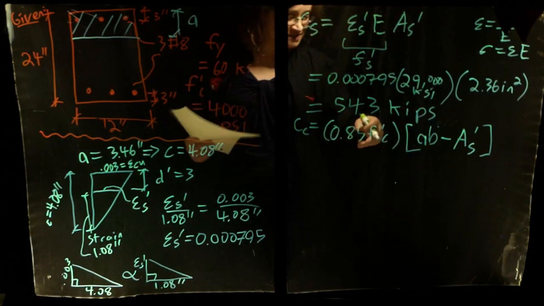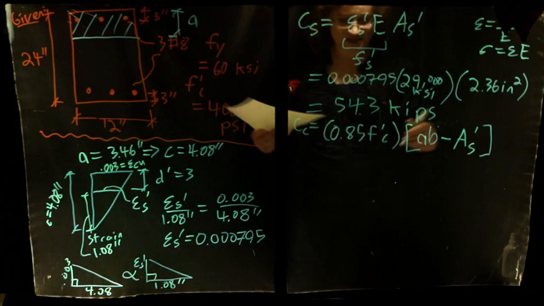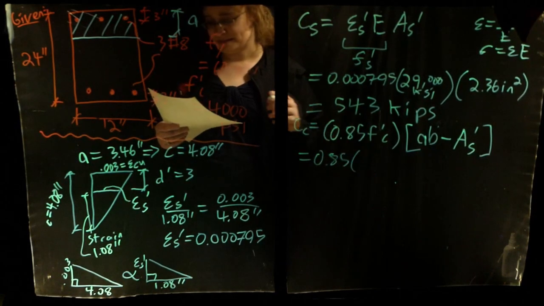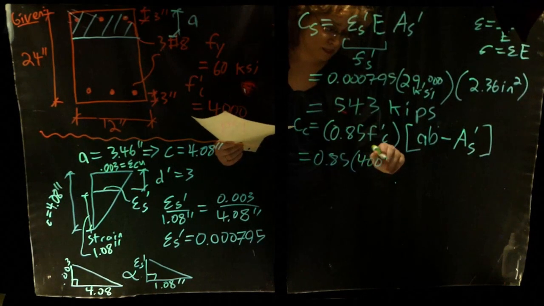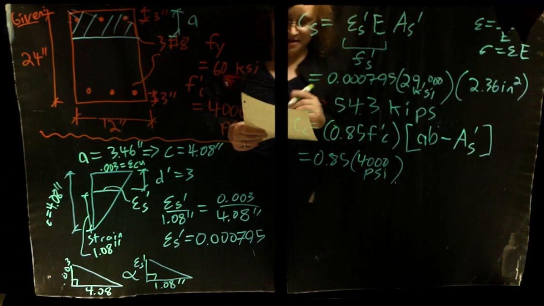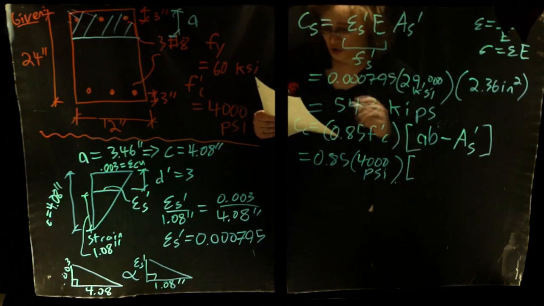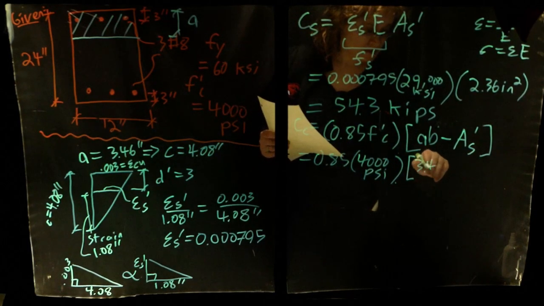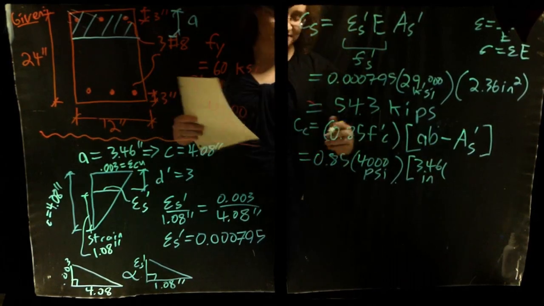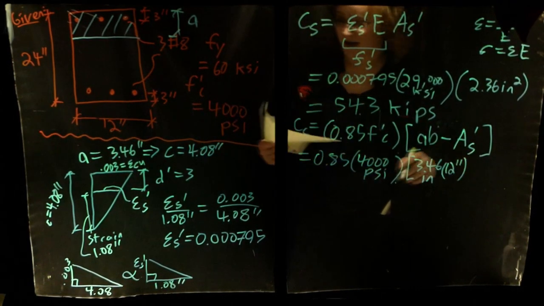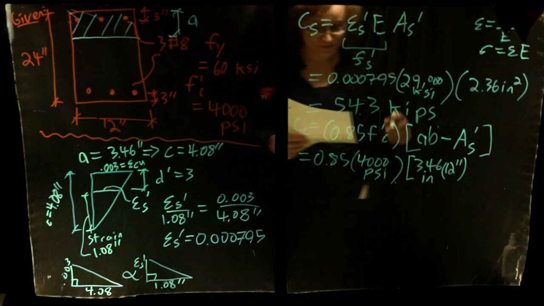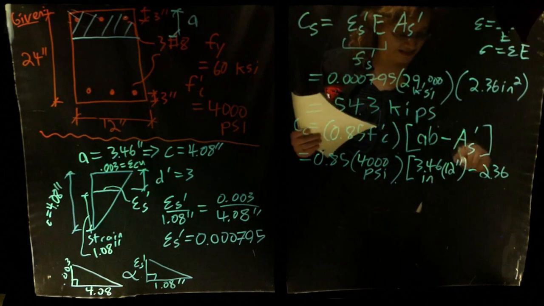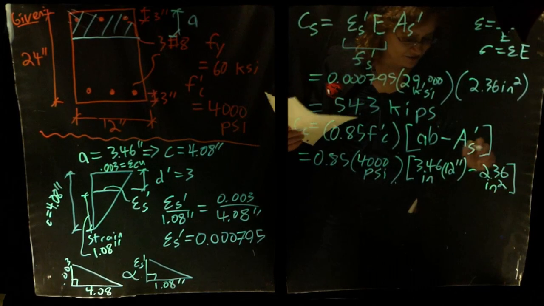We're talking about a small amount here, but it is something we should consider if we want to do this properly. So that's 0.85 times our f'c value of 4,000 psi, and then times 3.46 inches. That was our previously calculated Whitney stress block depth, times our beam width of 12 inches. And that is the area of our Whitney stress block. And then we subtract out the area of our compression steel so we don't double count that, and that is 2.36 inches squared.